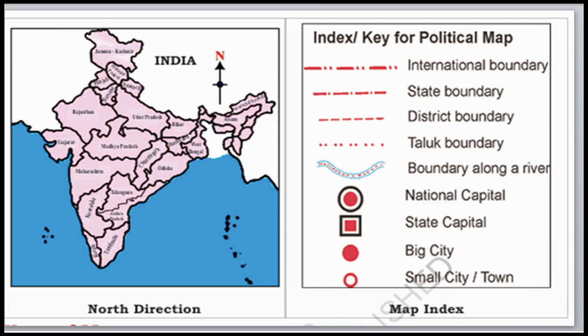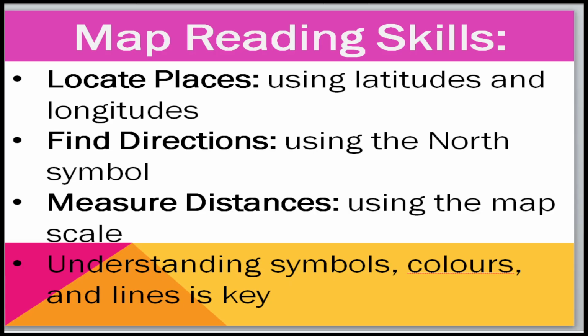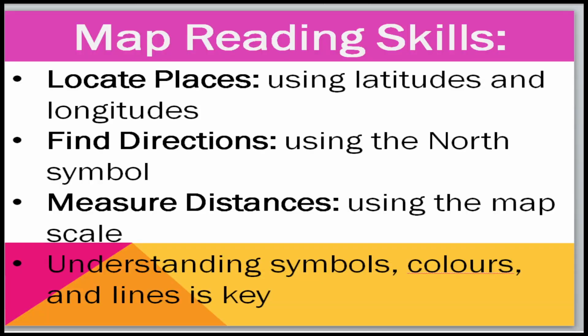Now come to the next point: map reading skills. We locate places using longitudes and latitudes on the map. This is the first kind of reading skill. Then we can find directions using the north symbol. Here you have the north symbol, so through that you can find directions.